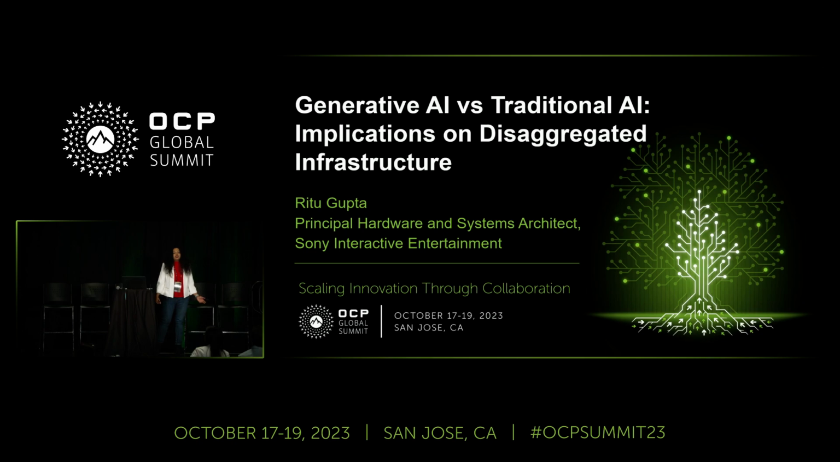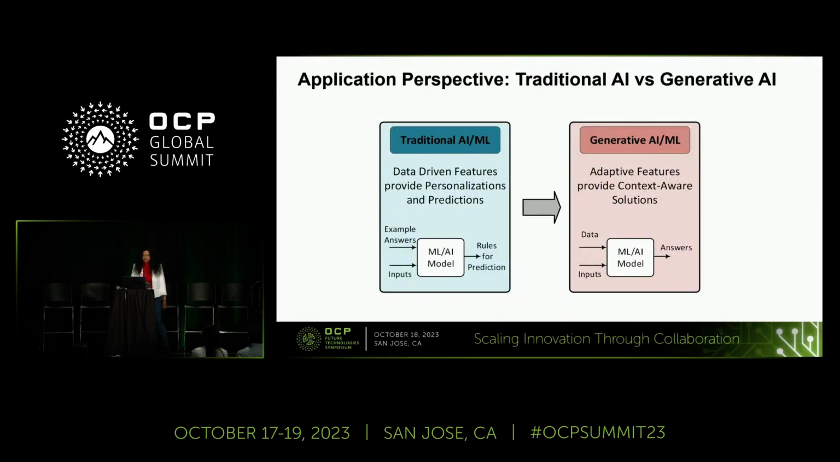Today, as a part of this tech talk session presented by the OCP AI hardware software workgroup, we are going to go over the challenges which are posed by these generative AI models above and beyond our traditional models. In order to appreciate the challenges better, I would like to start off with some of the properties of these models. So let's start by understanding what the differences are between the two models.